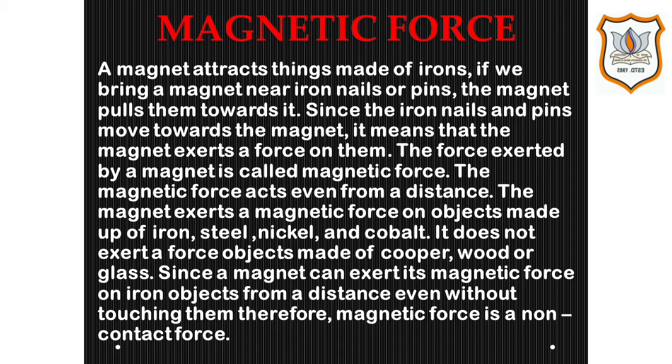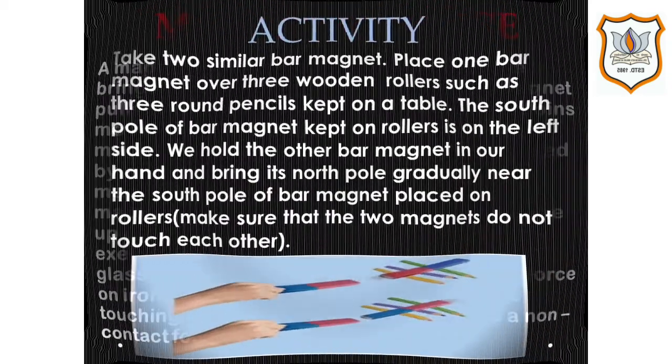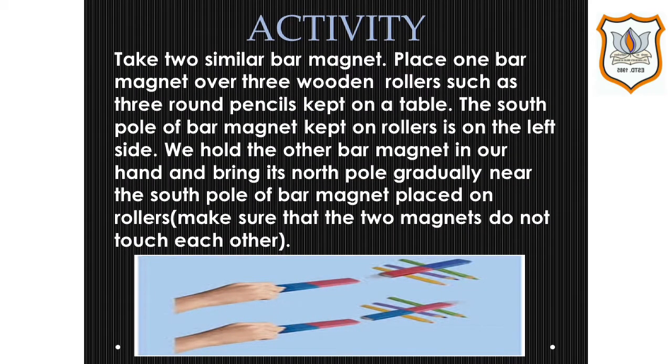The magnetic force between a magnet and an iron or steel object is always that of attraction. Students, we have already studied in class 6th that the like poles of two magnets repel each other, whereas unlike poles of magnets attract each other. This means that there is a magnetic force of repulsion between the like poles of two magnets. On the other hand, there is a magnetic force of attraction between two unlike poles of two magnets.